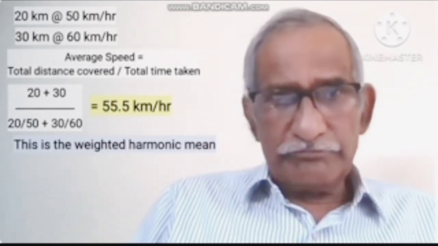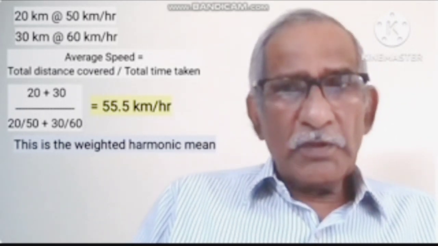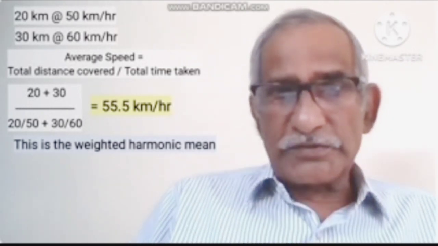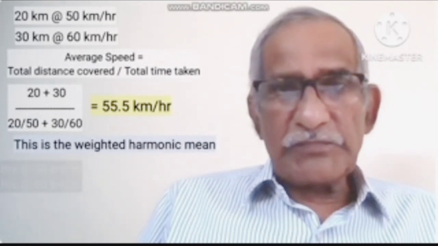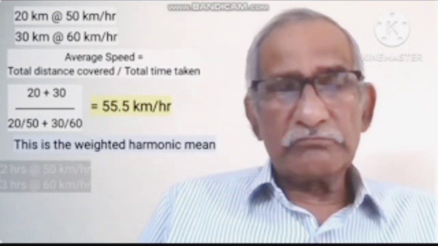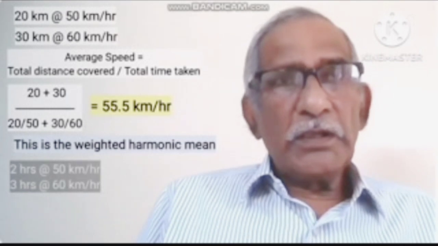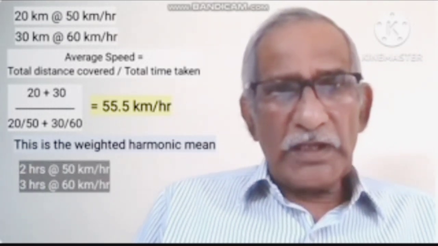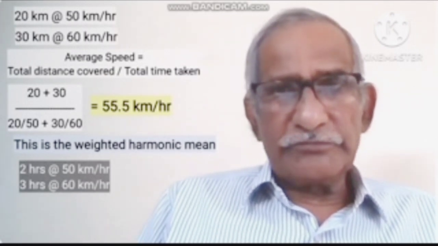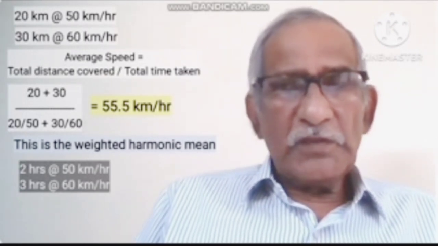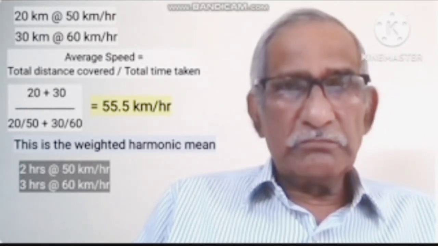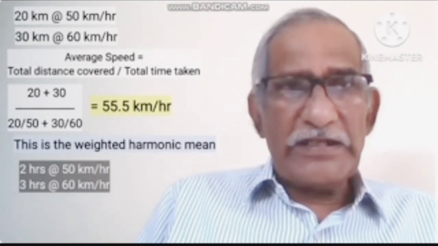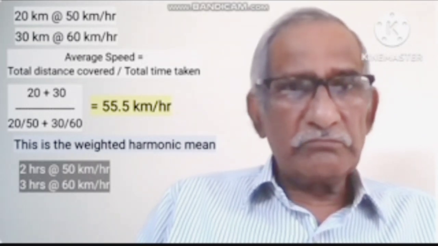Now let us change our problem. Now if you drive a car for 2 hours at the speed of 50 kilometers per hour and the next 3 hours at the speed of 60 kilometers per hour, then using the same formula, total distance covered divided by total time taken.